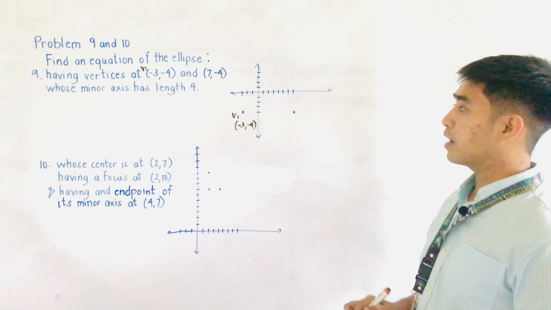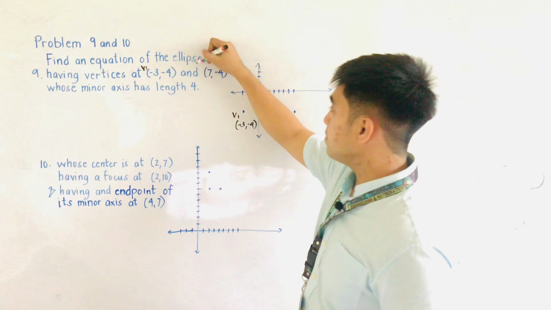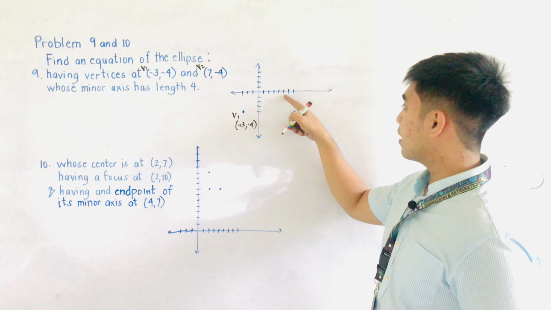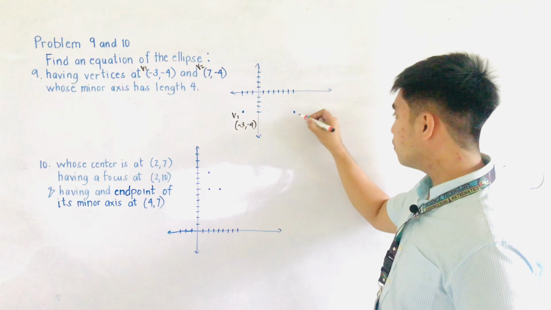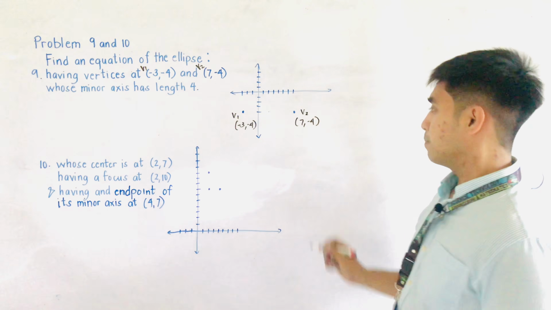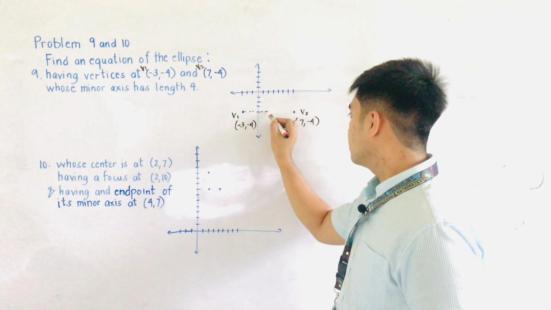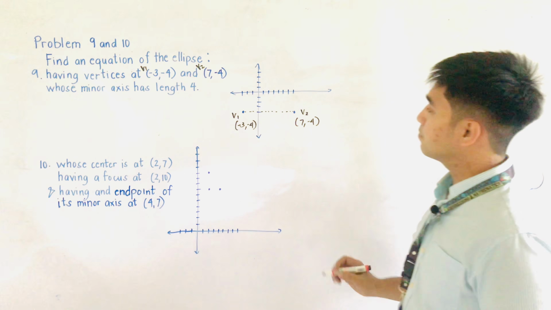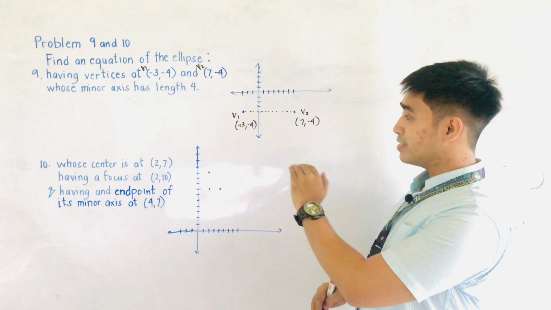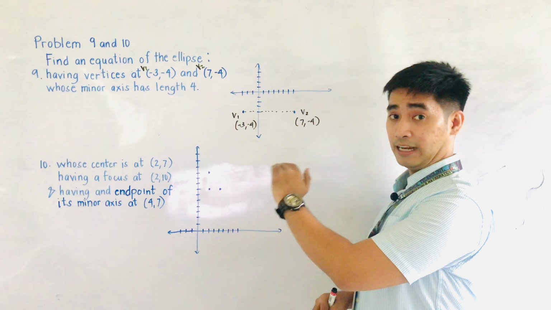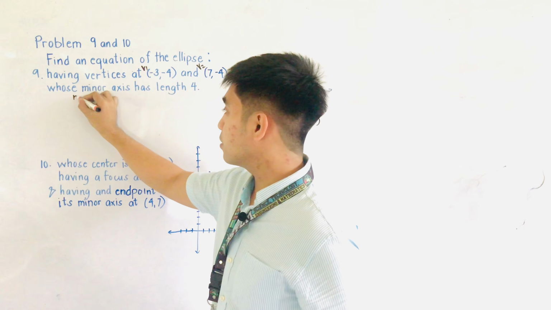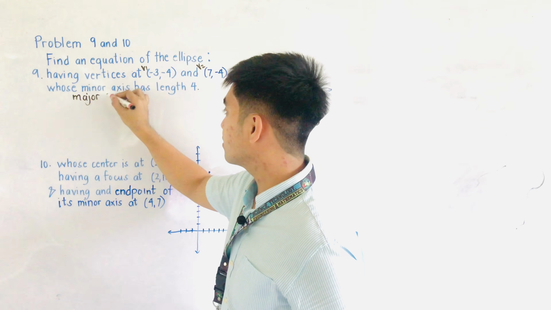We also have our V2. Our V2 would be 7, -4. So this is 1, 2, 3, 4, 5, 6, 7. So this is our V2. The location is 7, -4. So let's have here this line. Therefore, we could say that our vertices are located on the horizontal line. Therefore, we could say that we have a major horizontal axis.